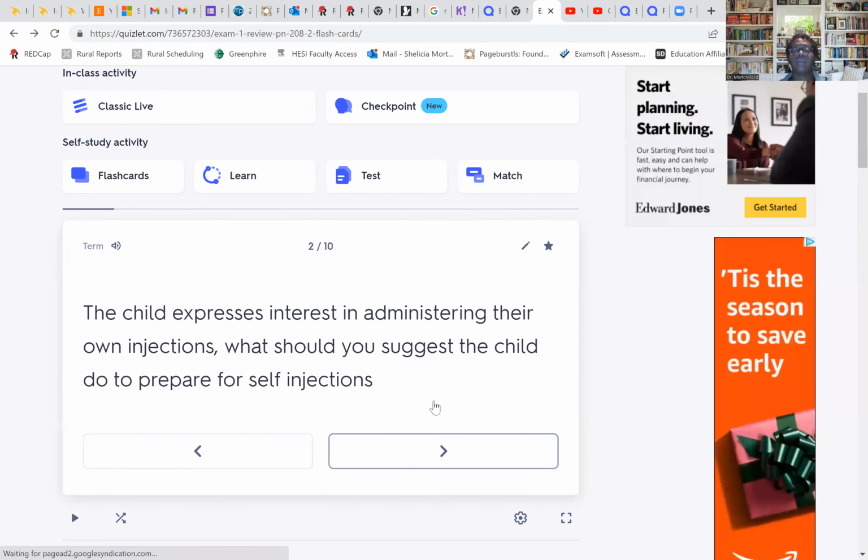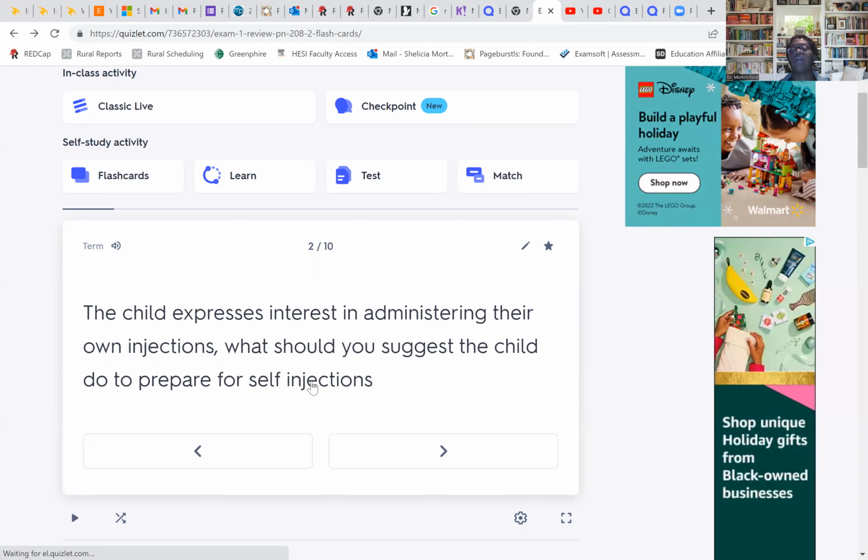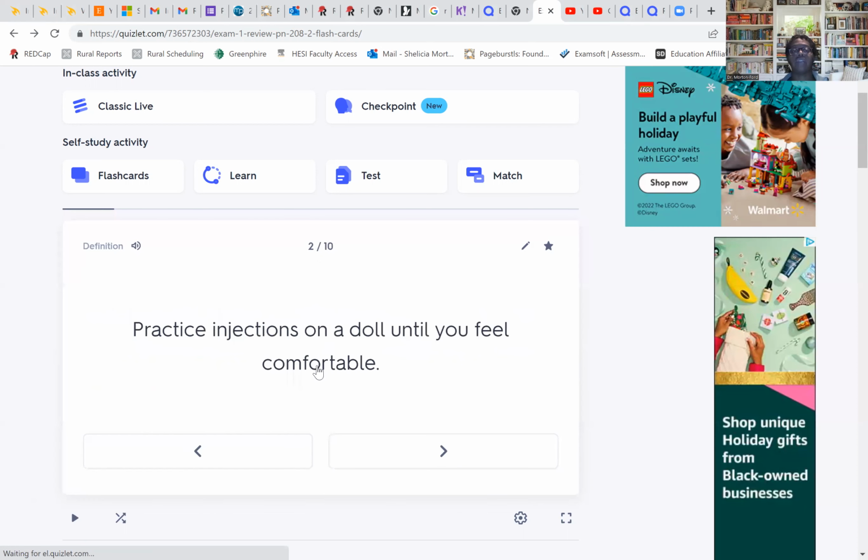The child expressed interest in administering their own injections. What should you suggest the child do to prepare for the self-injections? You are the school nurse, or the nurse at the local community center, the nurse at the church. But anyways, you have a child that expresses interest in administering their own injections. What should you suggest so that they can be prepared? You want to suggest that they practice the injections on a doll until they feel comfortable.